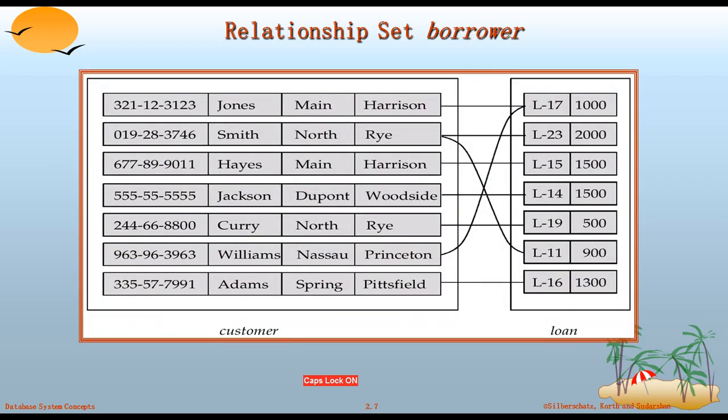Relationship set borrower. Here we have a small table, customer, and another table, loan. By this diagram we can see the loan number for a particular person and what amount has been borrowed from the bank. So it represents the relationship set of the loan number as well as the customer.